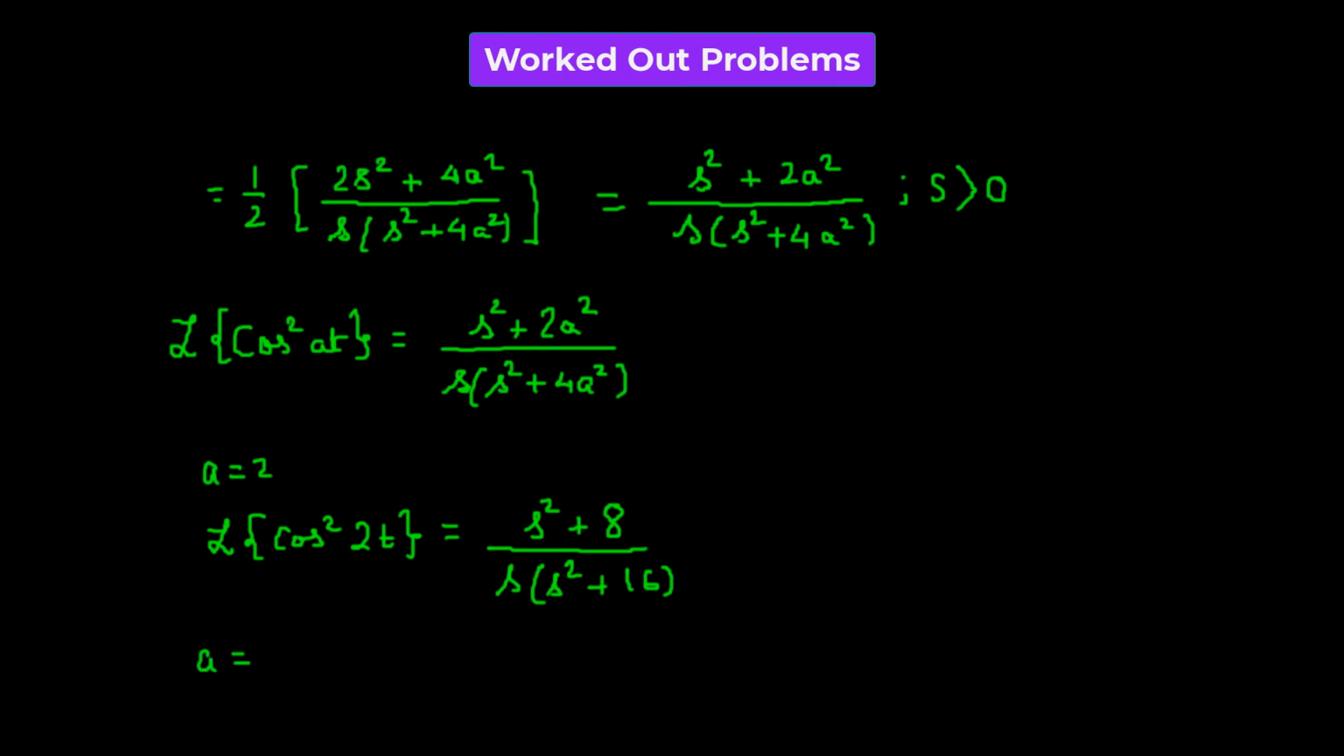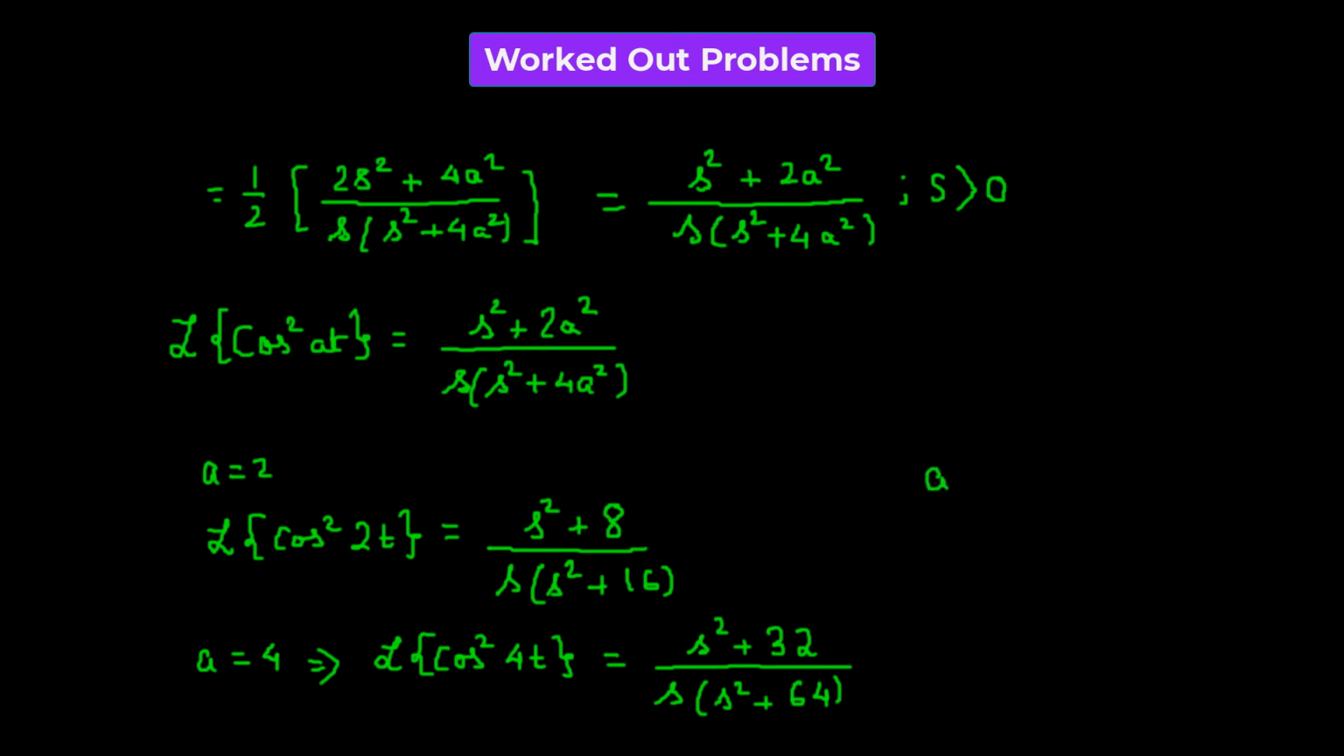If we take a equal to 4, then that gives us Laplace transform of cosine squared of 4t. So this will be equal to s squared plus 2a squared, so 2 times 4 squared, so 4 squared is 16, 16 times 2 will be 32, divided by s times s squared plus 4 times 4 squared, so 4 squared is 16 and 16 times 4 is going to give us 64.